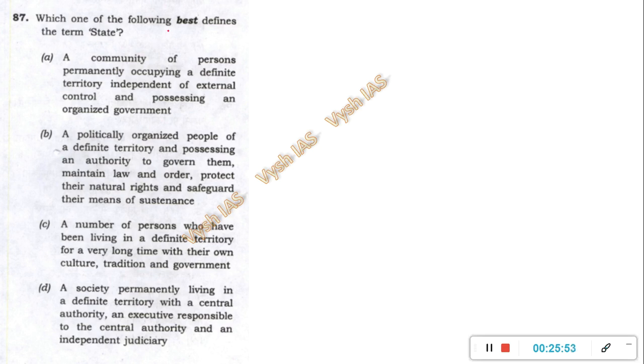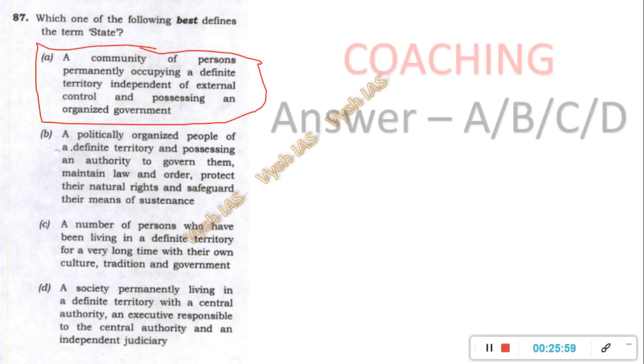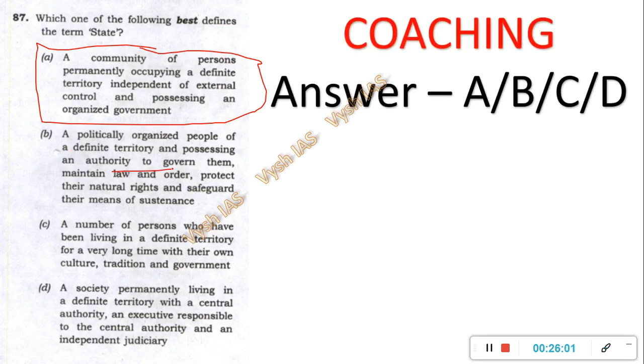Now, which of the following best defines a state? This one was clearly there in our lecture. This is a direct question, but still coaching institutes gave all sorts of answers. They said maintaining law and order should be there, tradition should be there, executive responsibility should be there, independent judiciary should be there. These are all simply made-up extra statements. This is not the definition of a state.